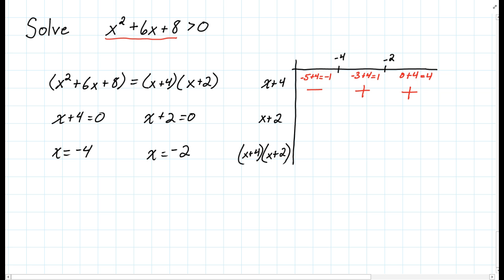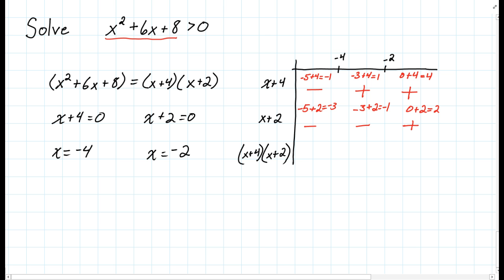Let's do the same thing for x plus 2. We plug in -5, we'll get -5 plus 2, and that's negative, right? It's equal to -3. And then -3 plus 2, what does that give us? That gives us -1, so we're still negative. And then 0 plus 2, what does that give us? That gives us 2, which is positive.